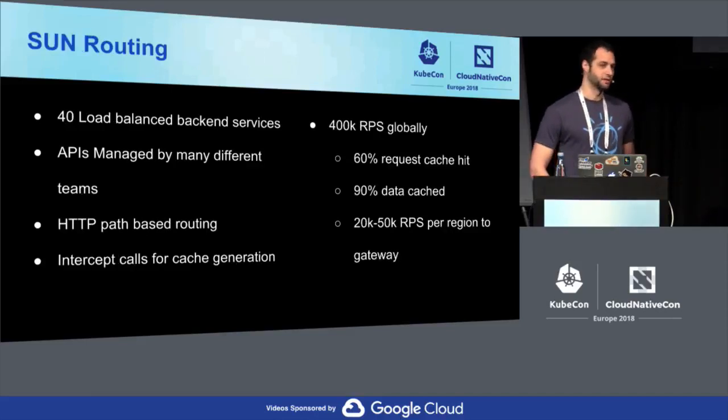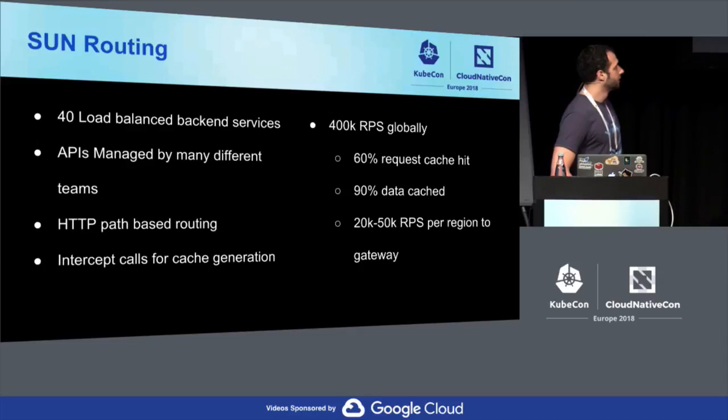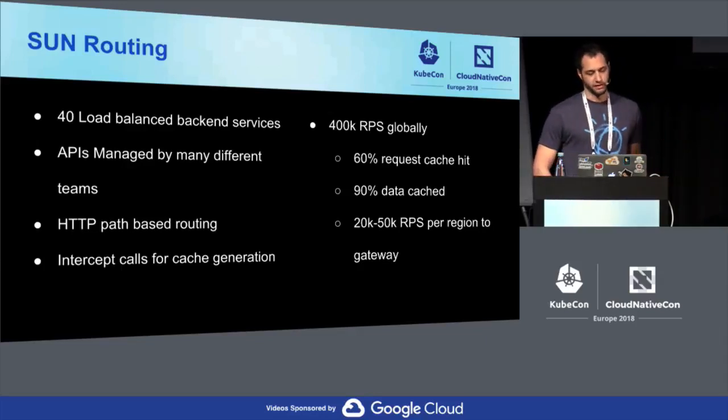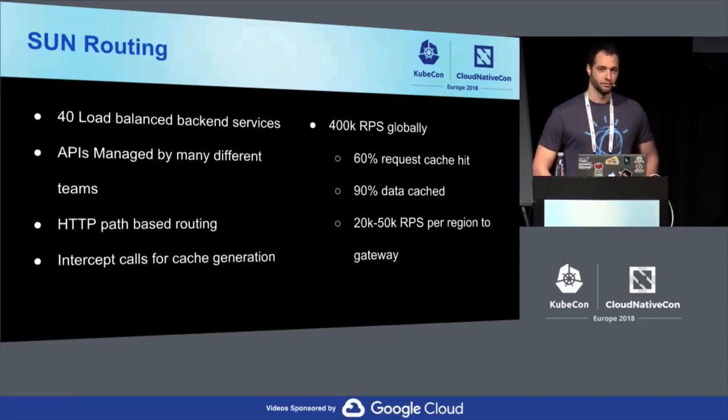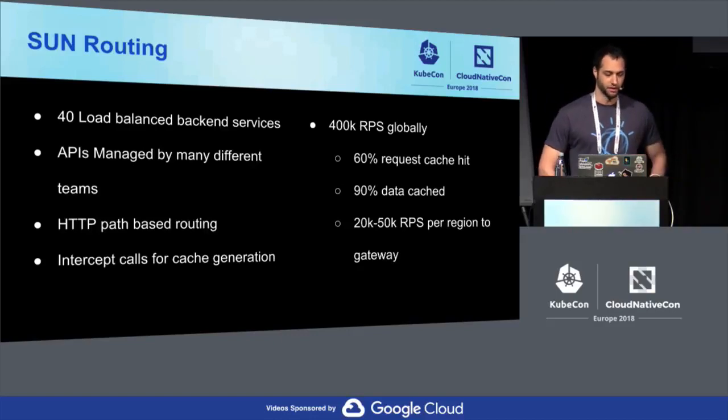So I want to talk a lot about the routing, because this is a big core functionality that we offer. We currently route to 40 load balanced backend services. So every person who enrolls with us, it's not service discovery. They give us an endpoint, and then we call their app through api.weather.com. The APIs of the 40, they're managed by many different teams. So we don't really manage those APIs. We just manage that the traffic gets to them and the other platform services that we offer.